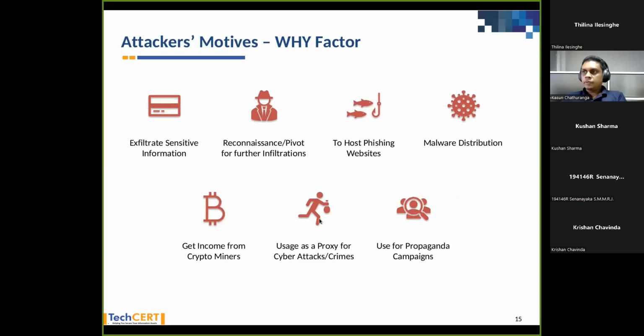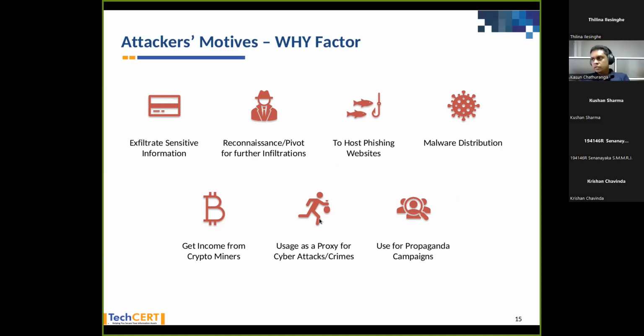So if you take the why factor, basically the attacks are to get sensitive information, reconnaissance, phishing, malware distribution, and to get income from crypto miners and a lot of other things. And the last thing is use for propaganda campaigns.